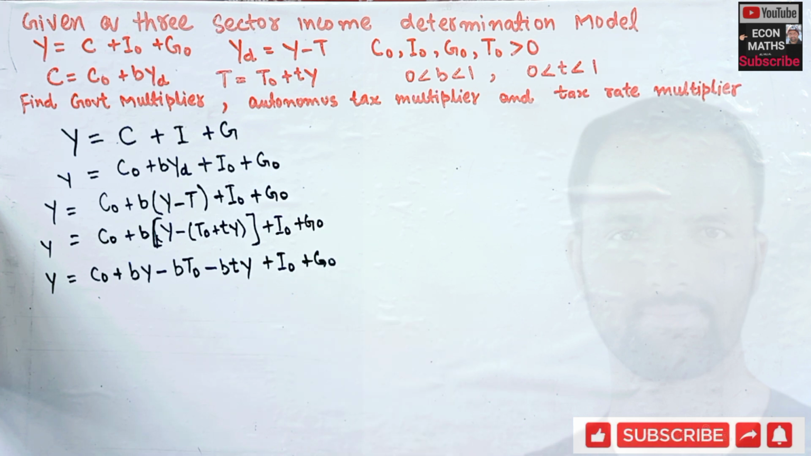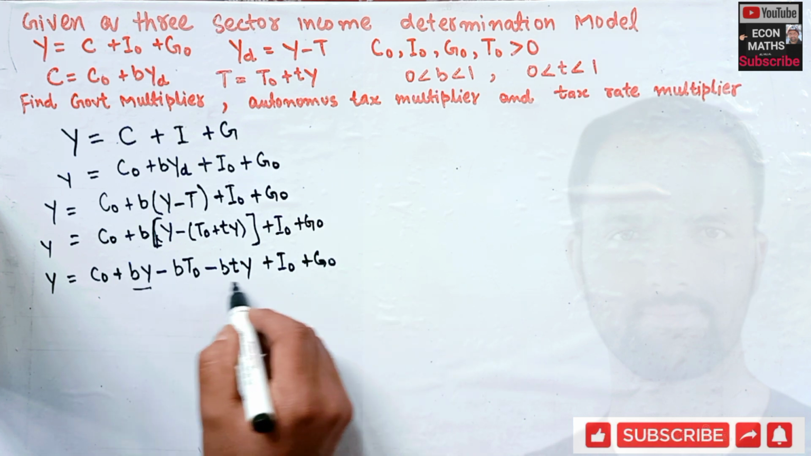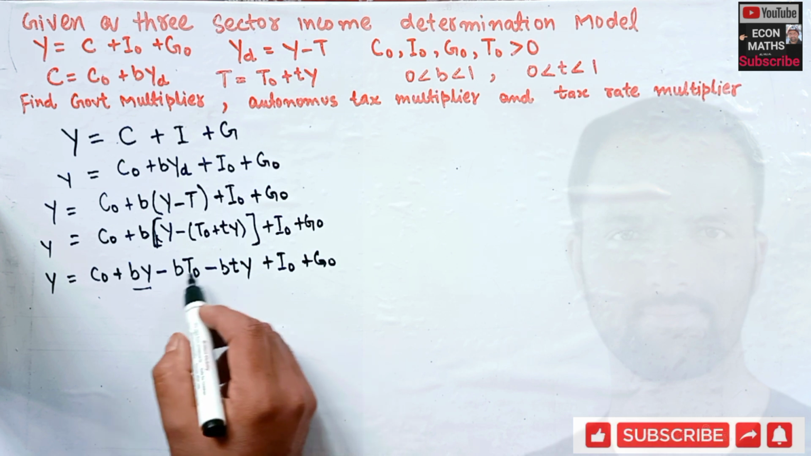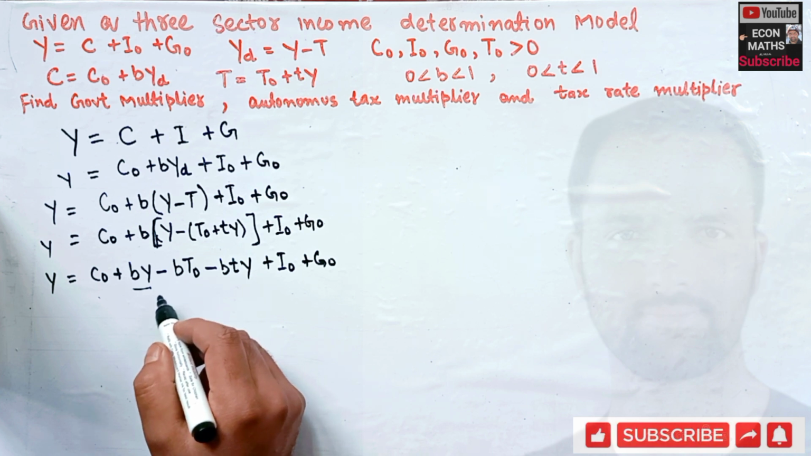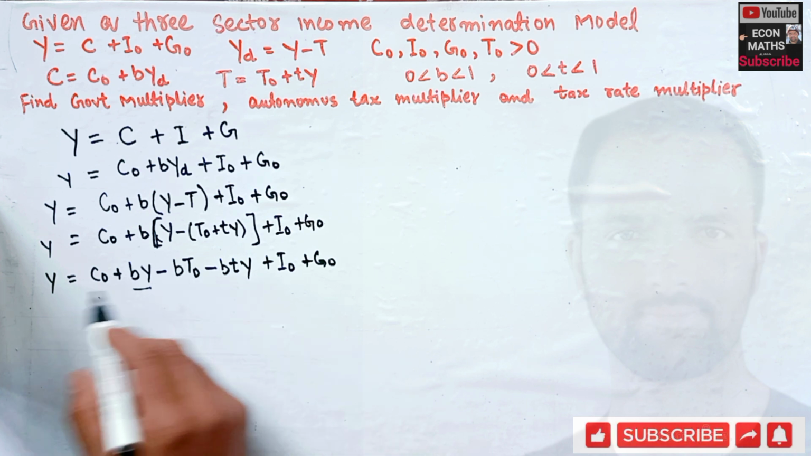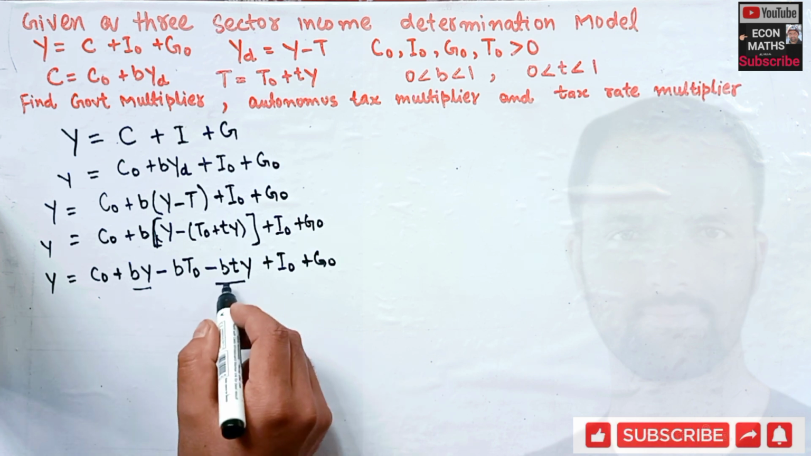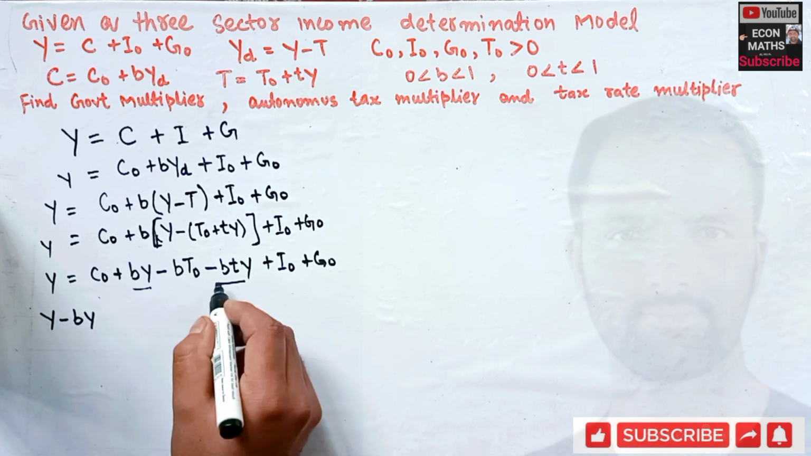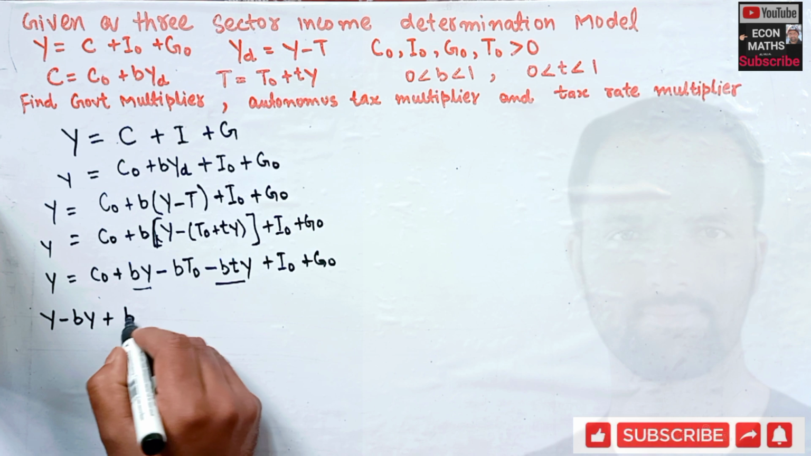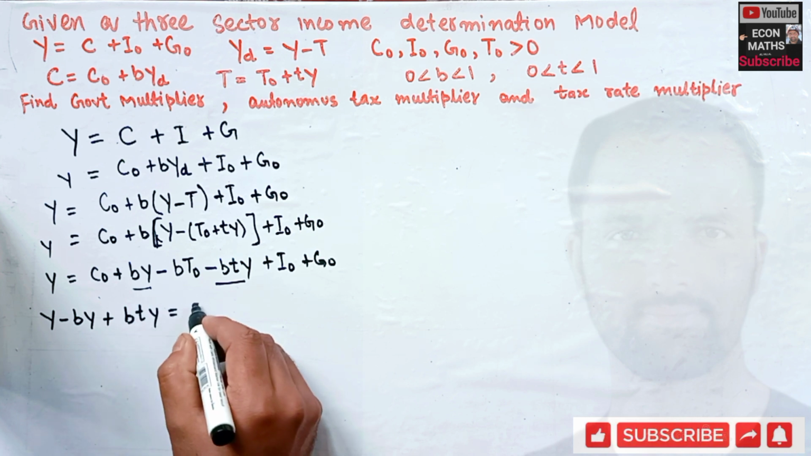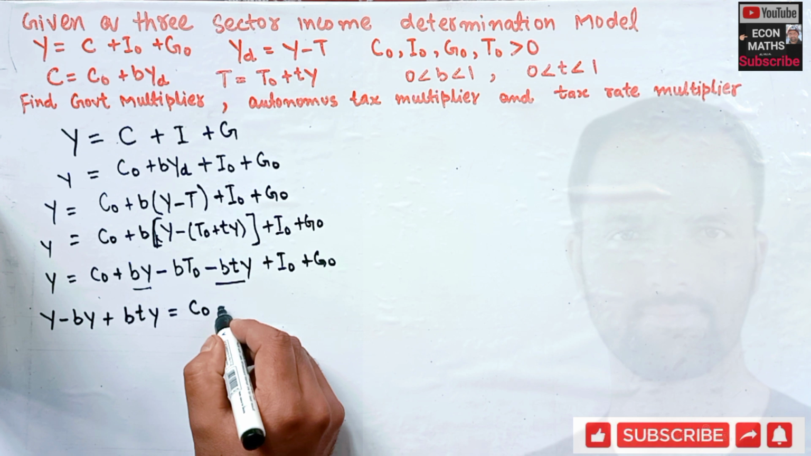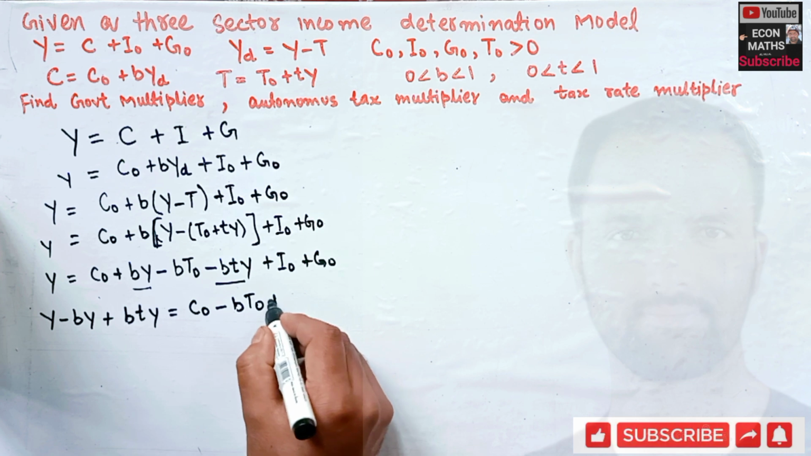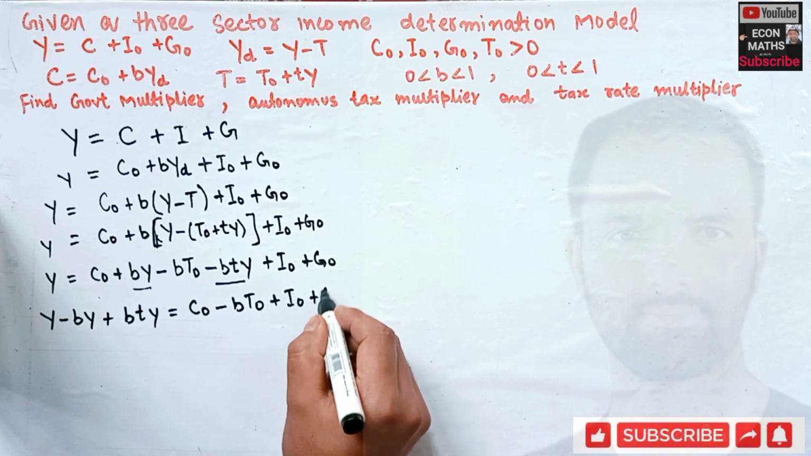Okay, now what will we do? We will just transpose the Y values. We will try to transpose the Y values to the LHS. That means we take these values on the LHS, so we have Y minus BY, and this will become plus when transposing it, this will become plus BTY, is equal to C naught, minus this term B T naught, plus I naught plus G naught.